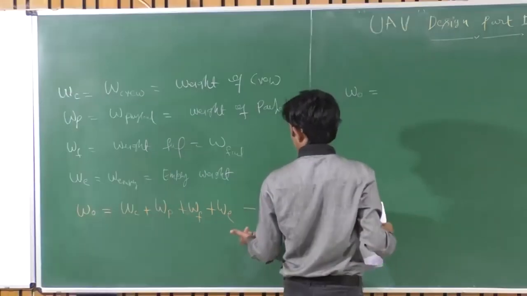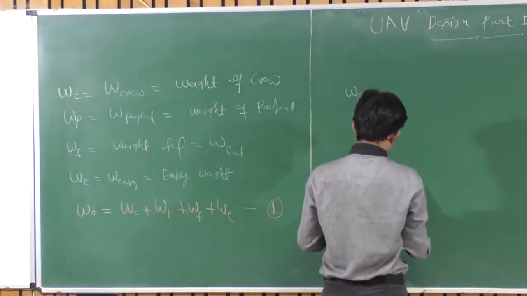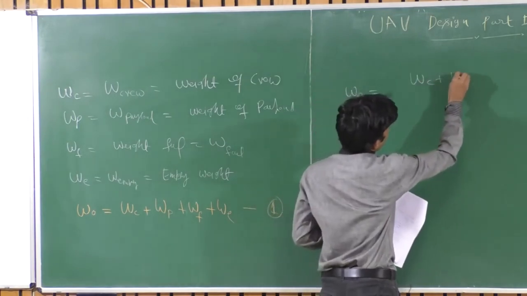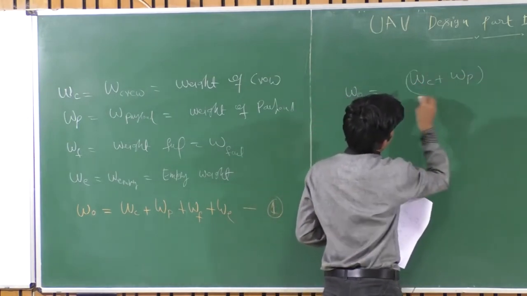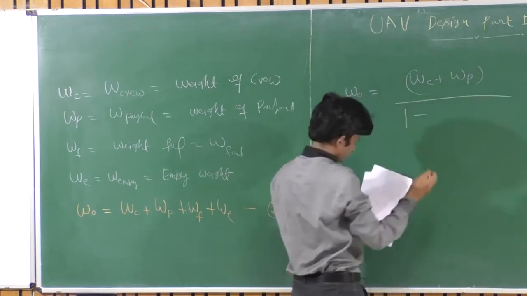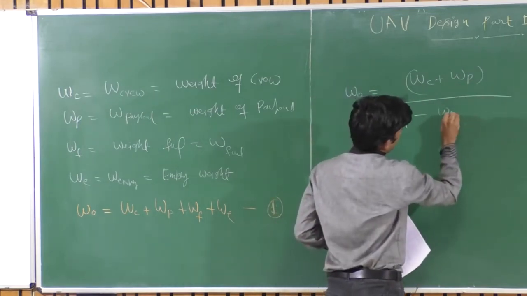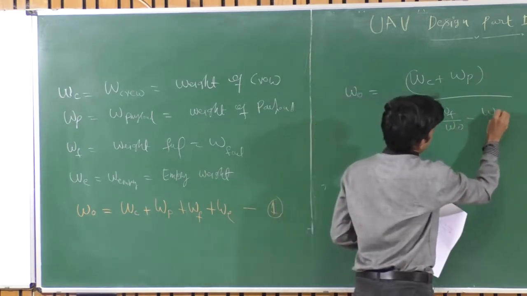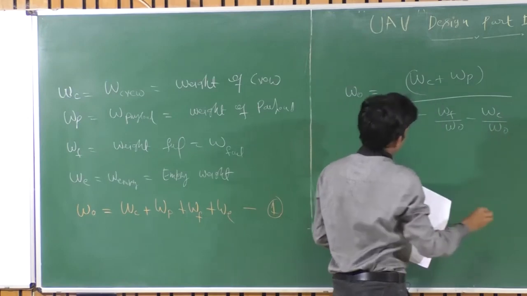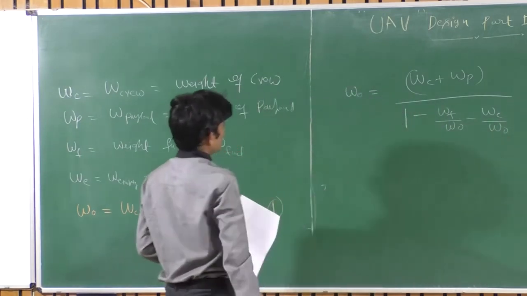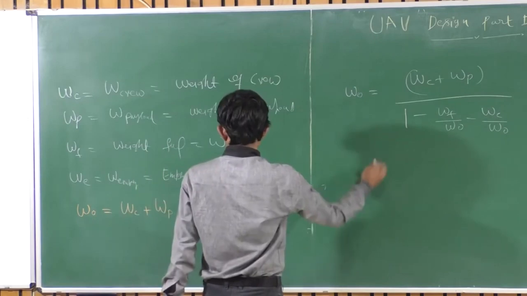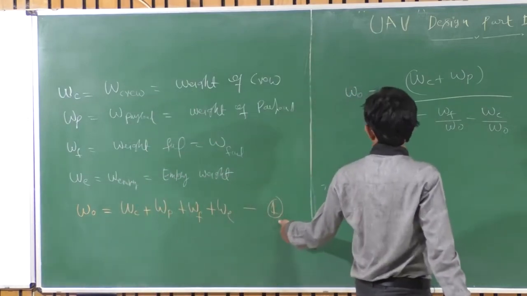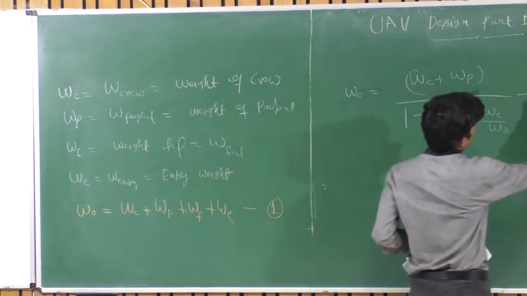So if you do some mathematical manipulation here, then equation 1 can be rewritten as W naught equals WC plus WP divided by 1 minus WF by W naught minus WE by W naught. If you bring this here and rearrange, you will get equation 1. From equation 1, you are getting this. You mark it as equation 2.